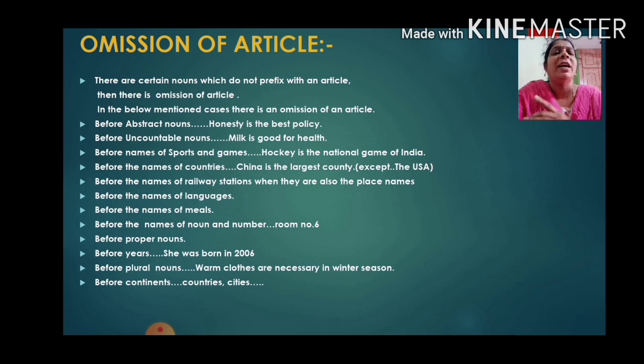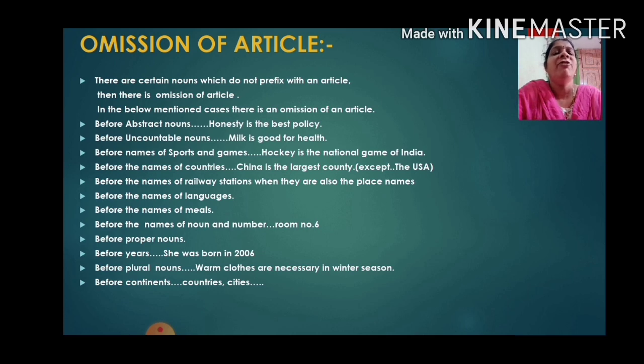But generally before countries' names we don't use any article. So we don't use any article before the names of countries except the USA or the USSR or the UAE. In such cases only we use the article. Next one. Before the names of railway stations, where they are also the place names. In such cases we don't use any article. We just simply write the place name or the station name.